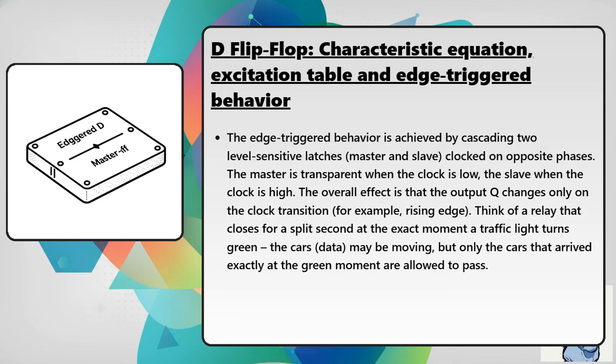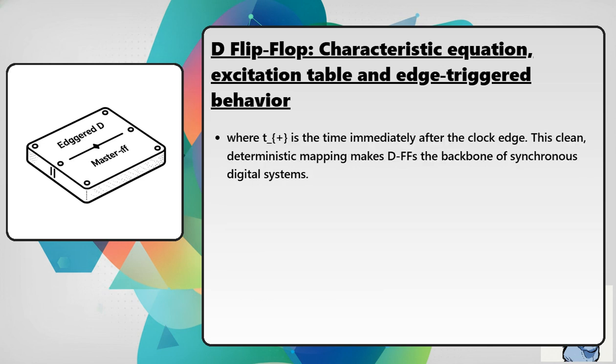The edge-triggered behavior is achieved by cascading two level-sensitive latches, master and slave, clocked on opposite phases. The master is transparent when the clock is low, the slave when the clock is high. The overall effect is that the output Q changes only on the clock transition, for example, the rising edge. Think of a relay that closes for a split second at the exact moment a traffic light turns green. The cars' data may be moving, but only the cars that arrived exactly at the green moment are allowed to pass. Q(t+) equals D(t_edge), where t+ is the time immediately after the clock edge. This clean, deterministic mapping makes D flip-flops the backbone of synchronous digital systems.